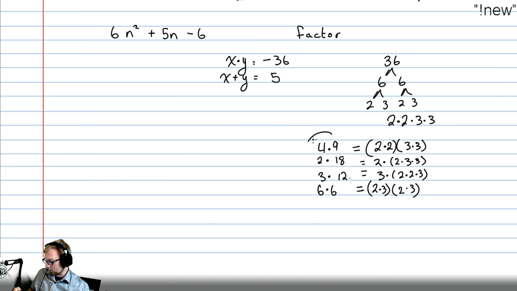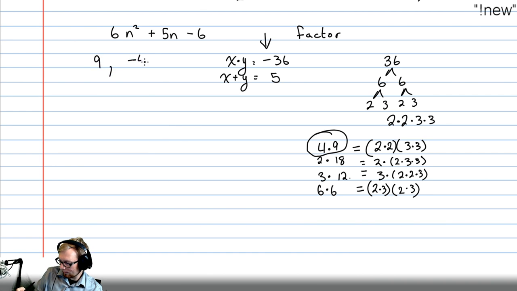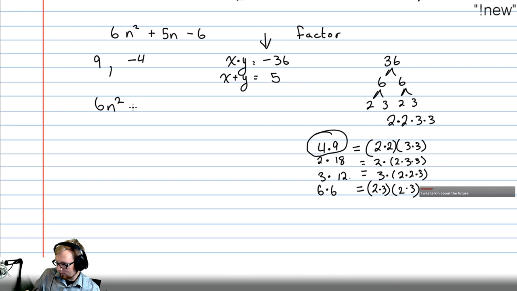Okay, Raj, which two numbers work? The 9 and the 4. Good. Okay. Which one would be negative and which one would be positive? Because you have that minus 36, right? 4 would be negative and the 9 would be positive. Good. So you have 6n squared plus.